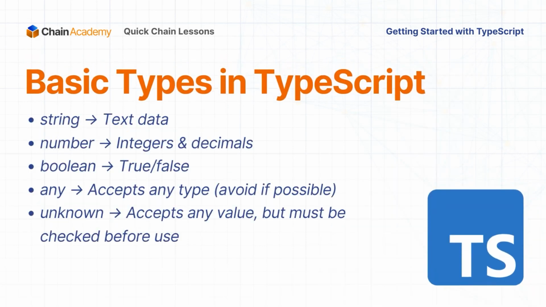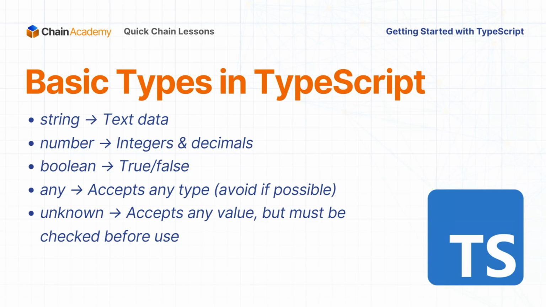Alright, let us talk about the building blocks of TypeScript, the basic types. These are the most common kinds of data you will use, and TypeScript makes it easy to work with them safely. First, we have string, that is for text data, like names, messages, or anything inside quotes. Then there's number, used for both whole numbers and decimals. Unlike some languages, TypeScript doesn't separate integers and floats, it is just number. Next is boolean. This one is simple. It is either true or false, perfect for conditions, flags, and logic checks.